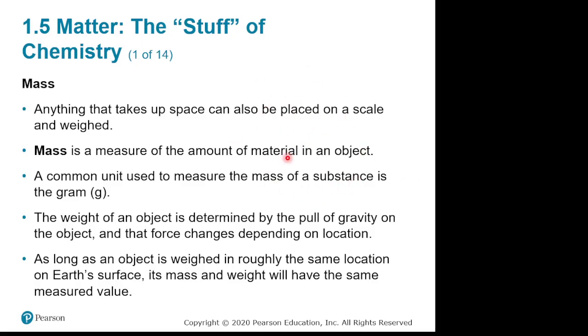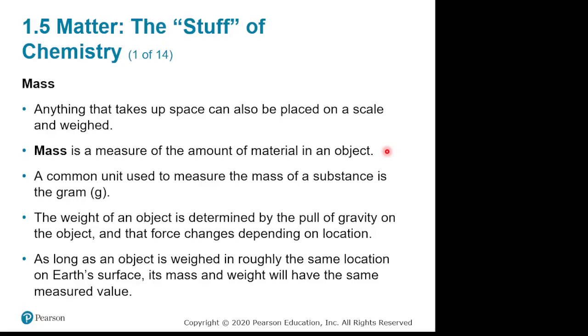So mass, this can be anything that takes up space, and also be placed on a scale and weighed. This is going to be a measure of the amount of material in an object. This is a very standard definition. It's kind of a circular definition because it doesn't have any definition that backs it up.